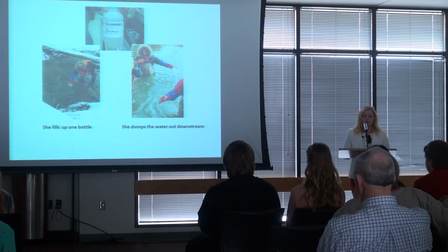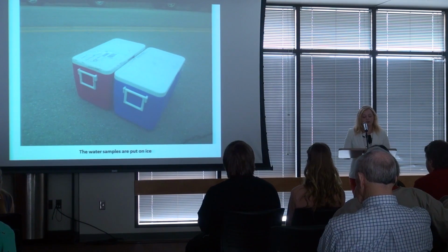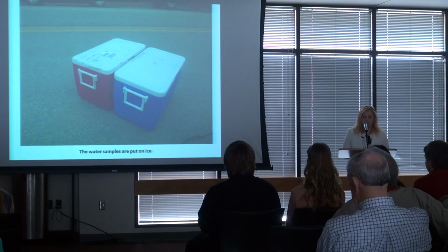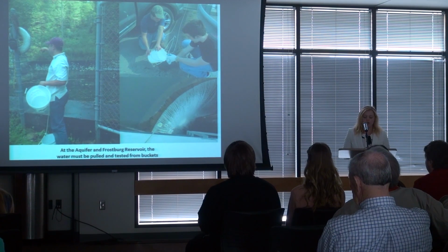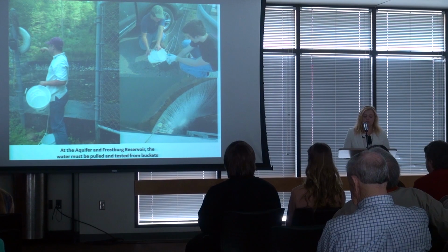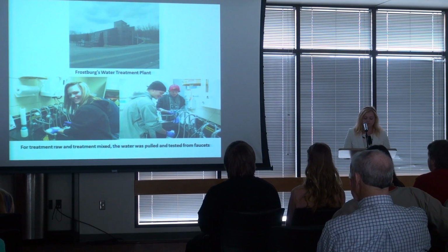On the 4th fill of the bottle, the individual reaches down and fills up a depth integrated sample. These bottles are placed on ice. This exact process is repeated at each of the 4 tributaries that are tested. At the aquifer and the Frostburg Reservoir, the only change is that the water is pulled and tested from buckets, all of which have undergone 3 native rinses, because the water cannot be easily accessed otherwise. For the samples from the water treatment plant, treatment mix and treatment raw, the water is drawn from faucets.